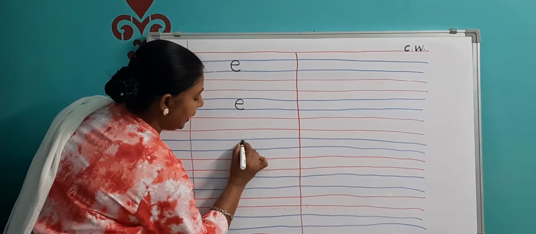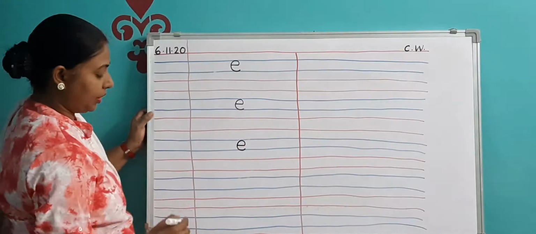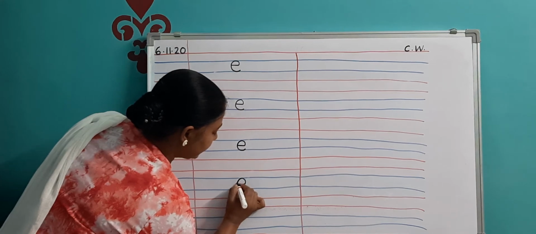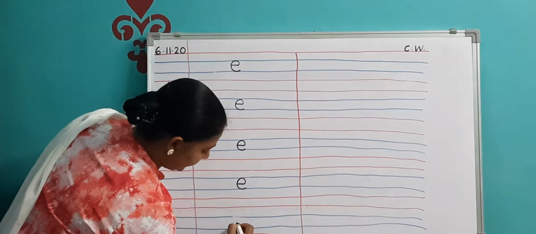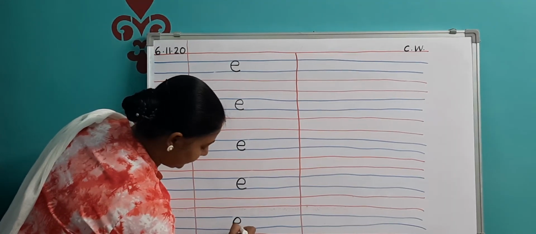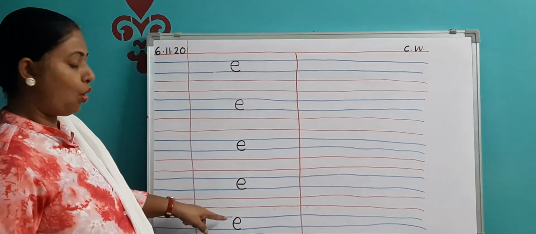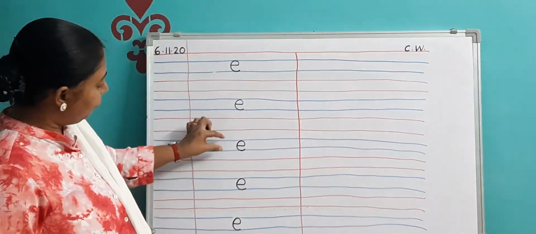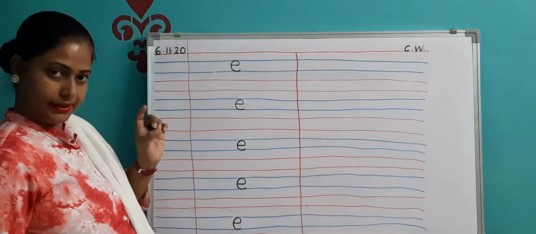Sleeping line and a semicircle. Once again, sleeping line and a semicircle. Then again, sleeping line and a semicircle. See, this is how you are going to write. This is small e. You have to write within these two blue lines, the second line and the third line.